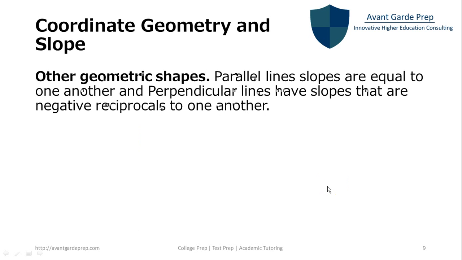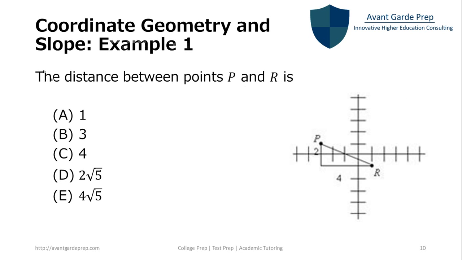For parallel lines, the slope is exactly the same for both lines. However, perpendicular lines have a negative reciprocal slope. So if one line has a slope of negative 1/2, the perpendicular line would have a slope of 2 over 1. You'll see this in an example later. Let's take a look at our first example problem.